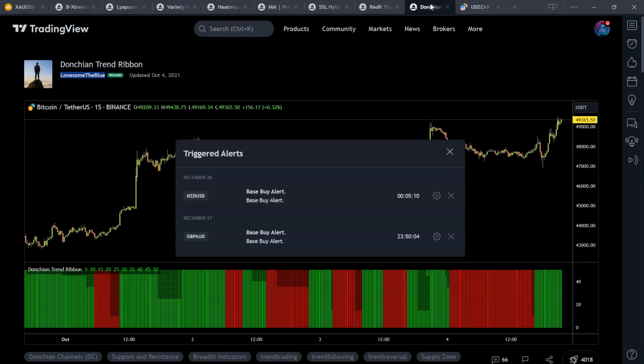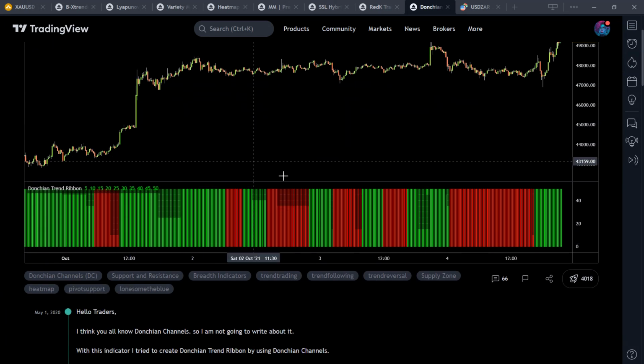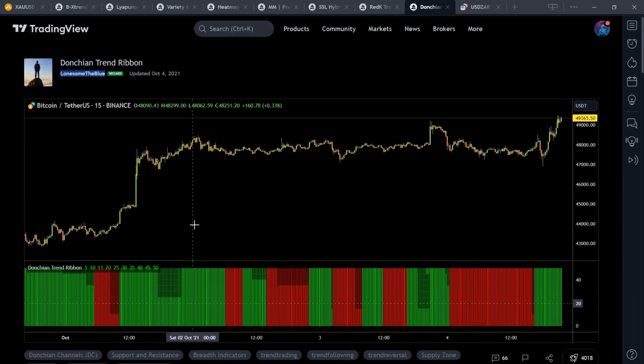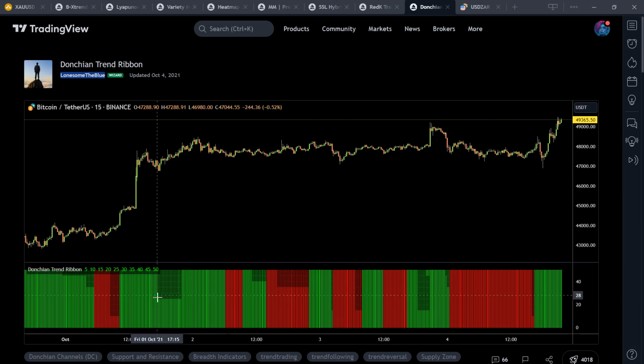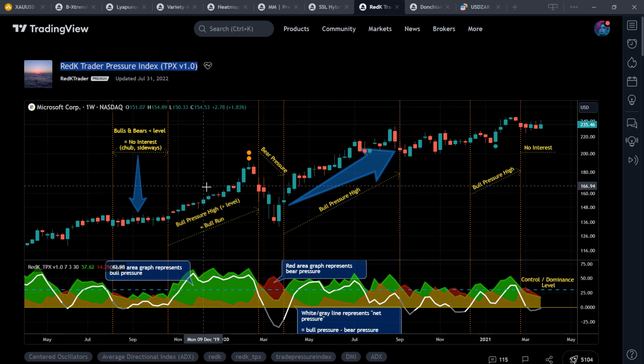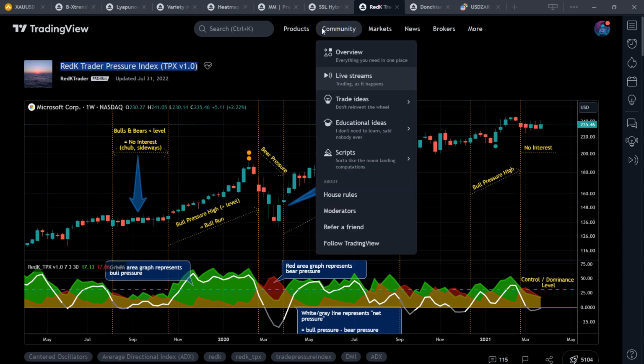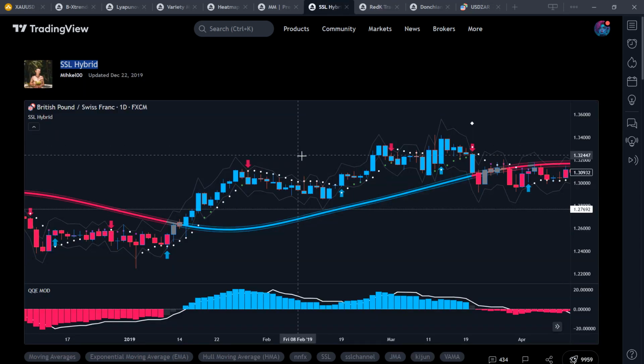The downtrend ribbon, I use it for filtering trends and finding pullbacks. And then the next one is the red K. I use it for momentum. As you can see here, trend pressure, pullbacks, all that stuff. And SSL hybrid for trend direction and for entry confirmation.